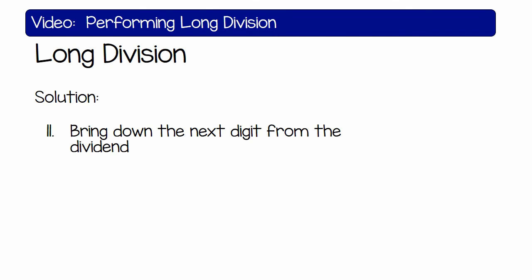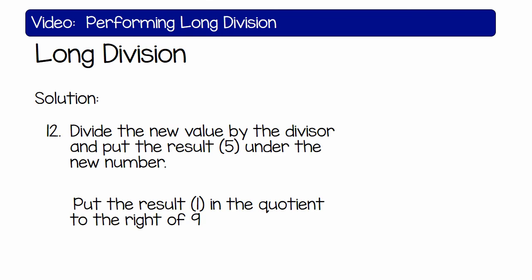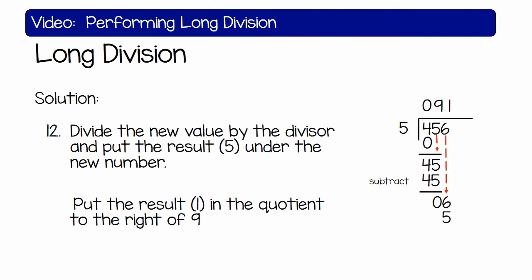Now, bring down the next digit from the dividend. That would be the number 6. Place it beside the 0, the value you achieved when you subtracted 45 from 45. Divide the new value by the divisor. So 6 divided by 5 is 1. Put the result 1 in the quotient to the right of the 9.